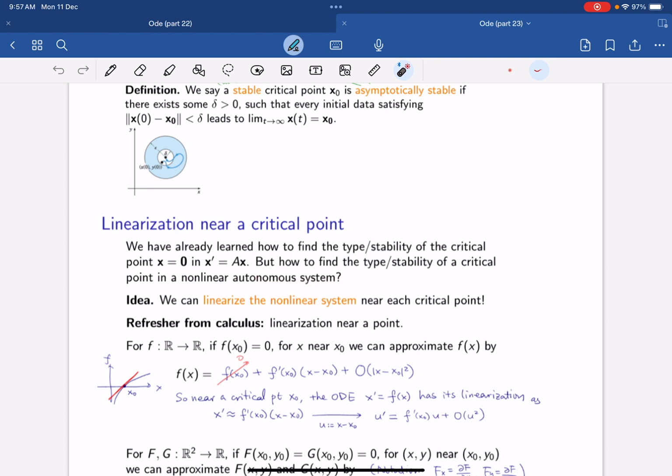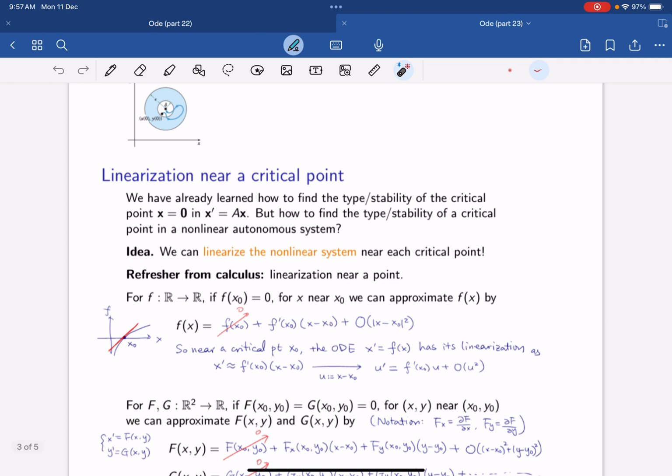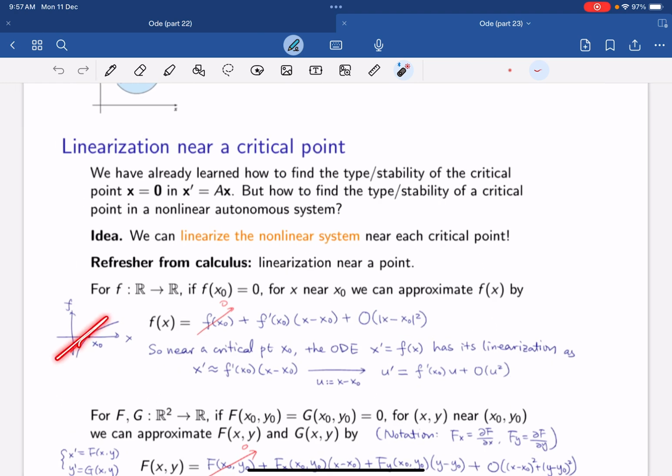Well, the idea is we must linearize this non-linear system first at each critical point. How can we do so? And why can we do so? Well, if we recall from calculus videos, we see that we can always linearize near a point. Then it will just be like the gradient line, right?